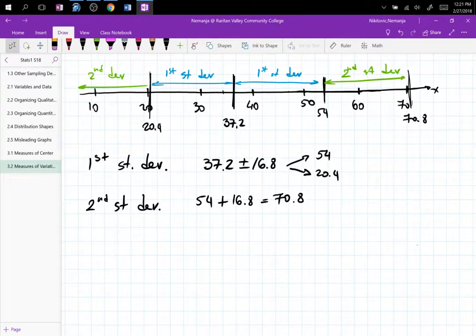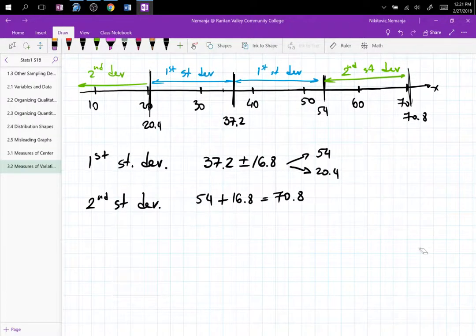So, to figure out the standard deviations, you put the mean, and then you add the standard deviation to the mean, and then subtract the standard deviation from the mean. That gives you the first standard deviation to the left and to the right of the mean. And then you take 54, add the standard deviation, and then take 20.4 and subtract the standard deviation to find the second one, right? Because you need to go more to the left. So 20.4 minus 16.8 to give you, what is that, 3.6?